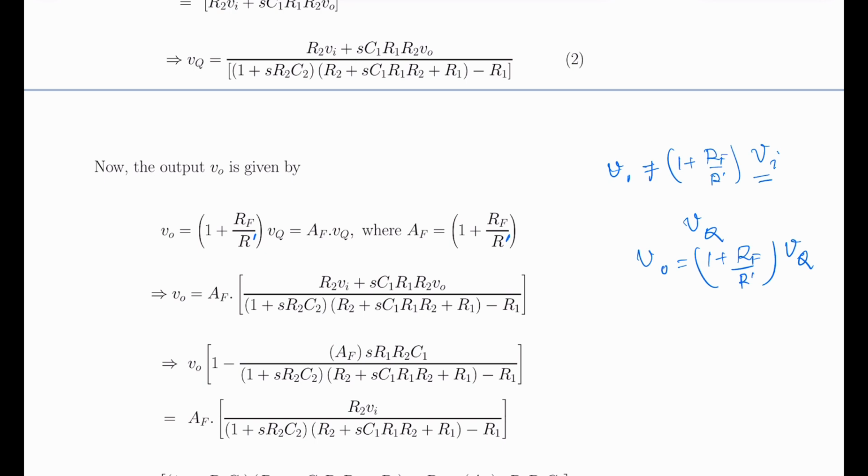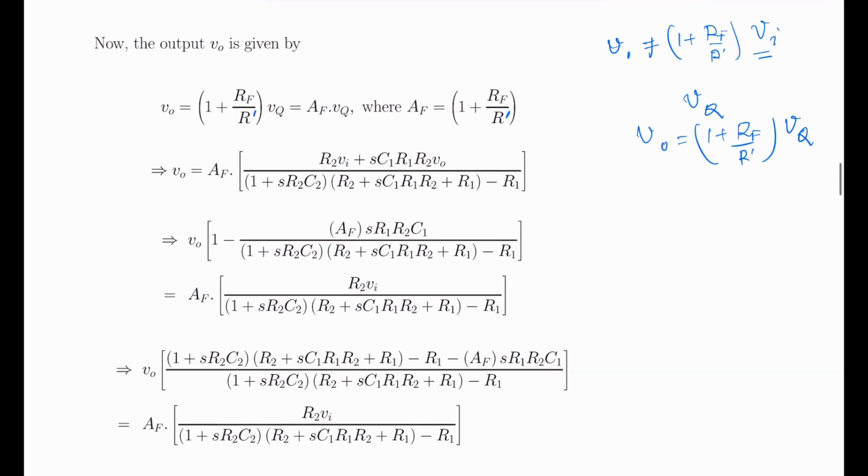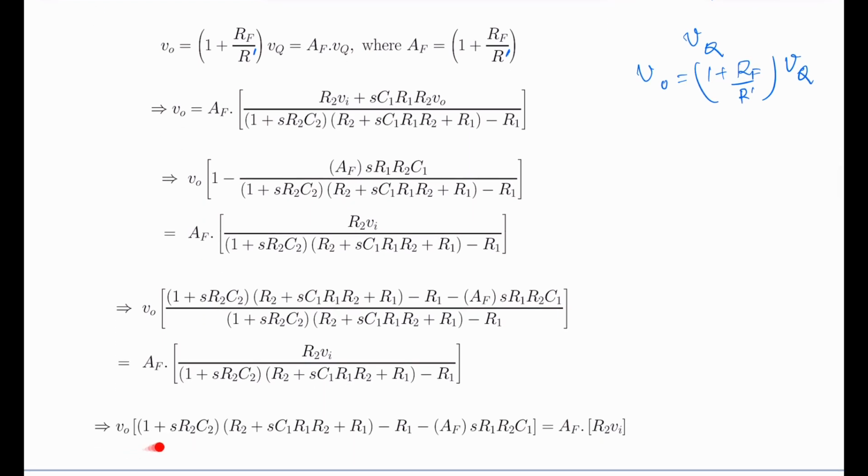So you keep all the terms containing V0 on one side and other terms containing Vi on the other side. So what do you get? You get this expression. Simple mathematical manipulation and nothing else.